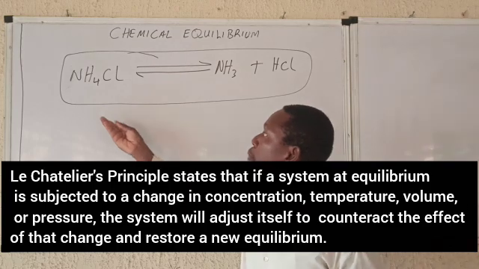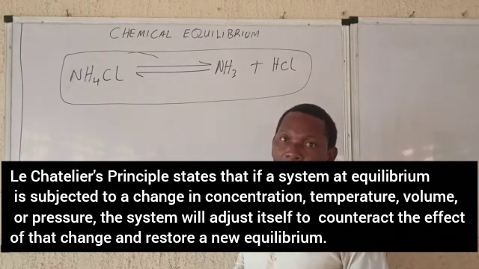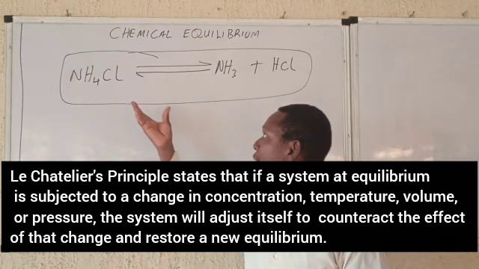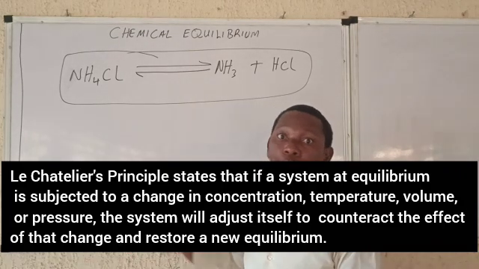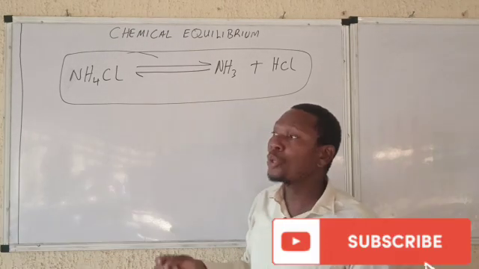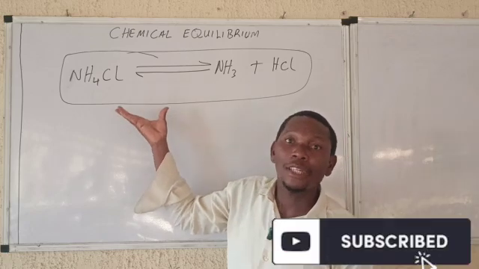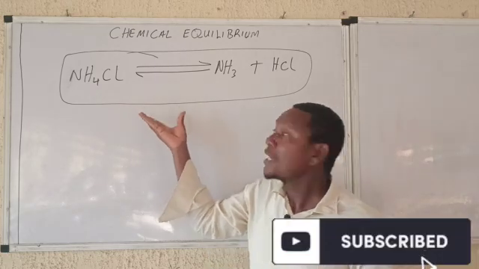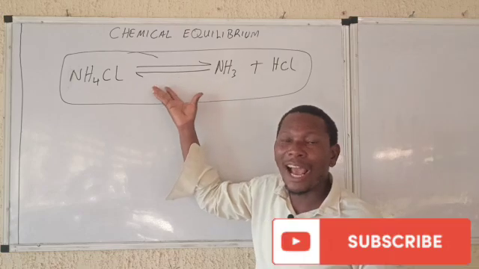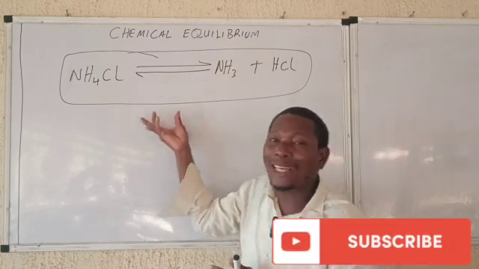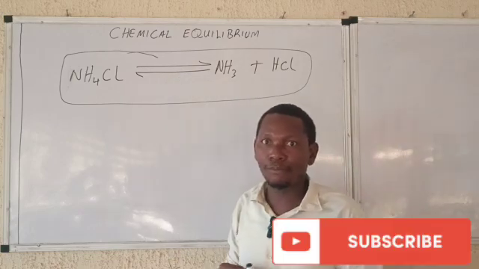I can decide to put in more ammonium chloride. That's an interference. I can decide to increase the temperature. That's an interference. Or even increase the pressure. That's an interference. So if there is an interference in a system in equilibrium, the closed system itself adjusts in such a way as to neutralize that interference.